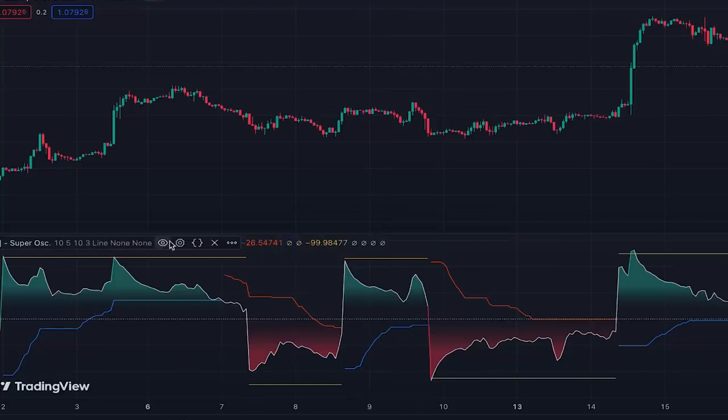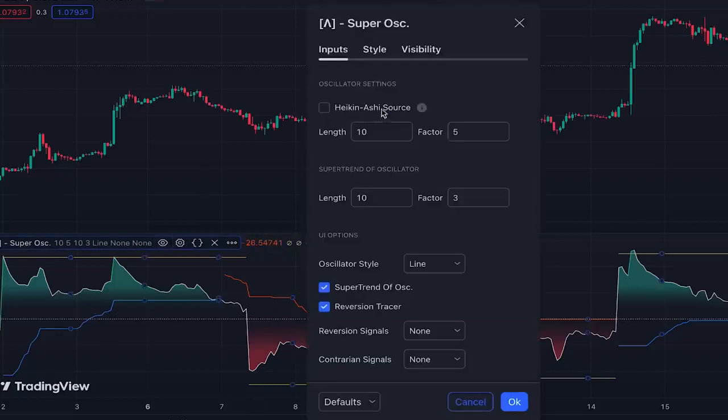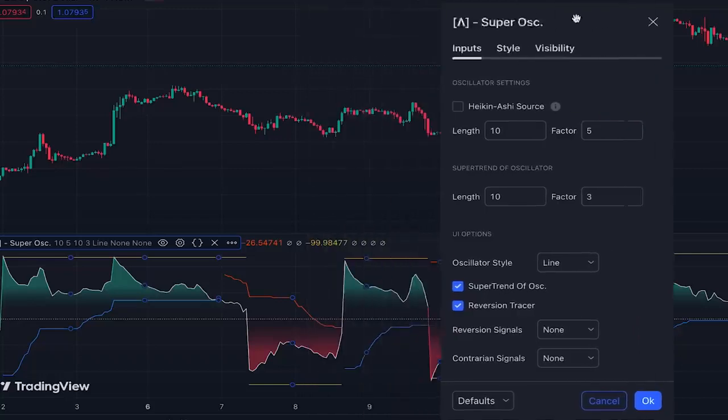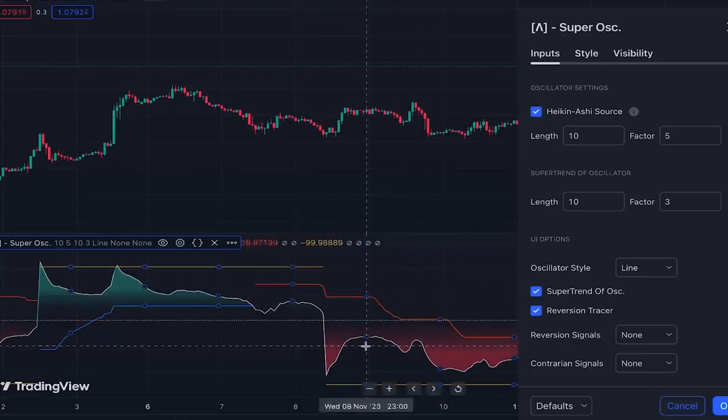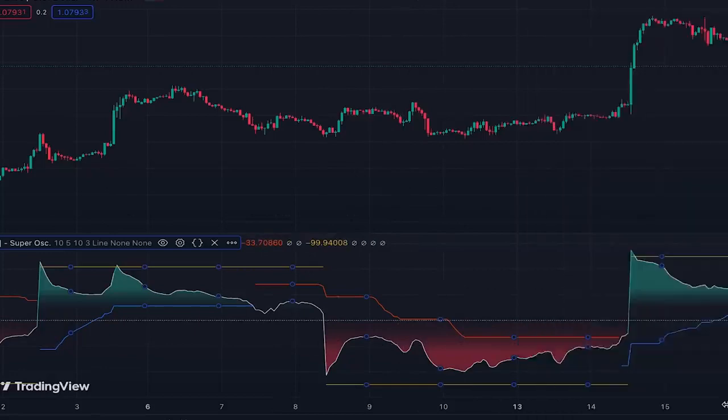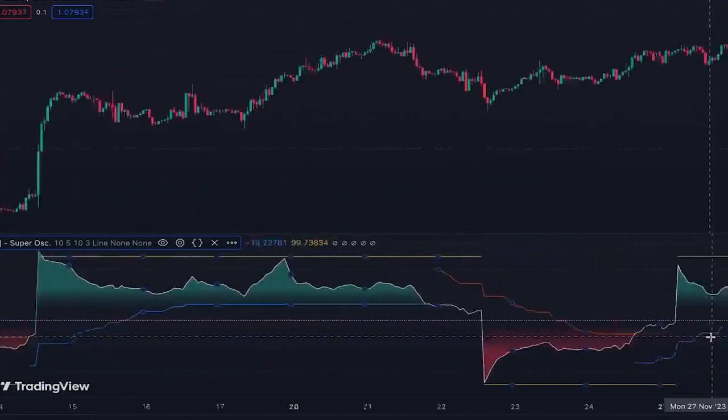There is an option in the settings of the indicator, a Heikin Ashi source, which when you turn it on, the SuperTrend oscillator becomes smoother and so generates fewer false signals on the center line crossovers. For example, for this part during this flat market, when I turn it on, you can see how it reduced the false signals. We keep this option on because by doing so, we will have a smoother oscillator line.